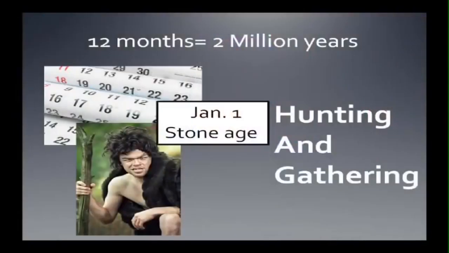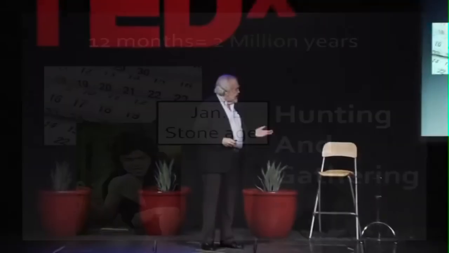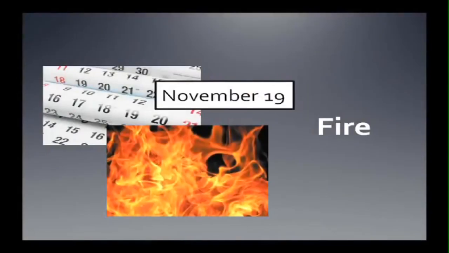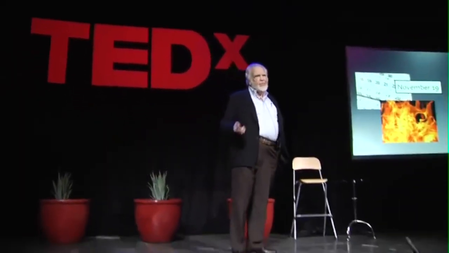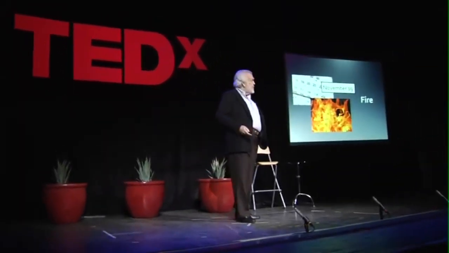About 2 million years ago, give or take a million, the first humans took steps, became bipedal, started to move around in a different way, and began the human journey. January 1, the Stone Age. We spent quite a bit of time hunting and gathering, and it was not until November the 19th that we discovered fire that we could control, heat our homes, cook our food, protect us from predators.